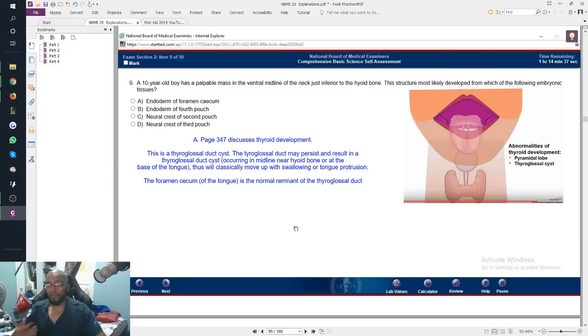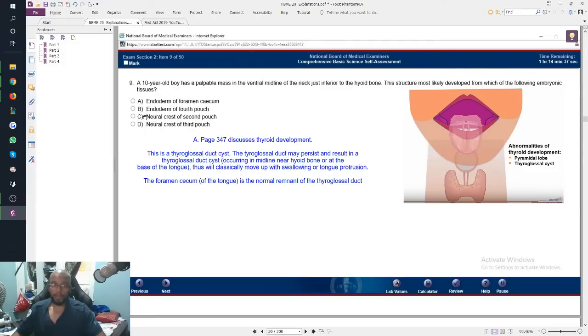That's how you figure out if it's a duct cyst or not. The foramen cecum of the tongue is the normal remnant of the thyroglossal duct. Now, figuring out where that comes from, well, that was A, endoderm of the foramen cecum. They actually put foramen cecum there, so it was a really good supporting answer choice. They didn't just put endoderm. Endoderm are the fourth pouch, second pouch, and third pouch.